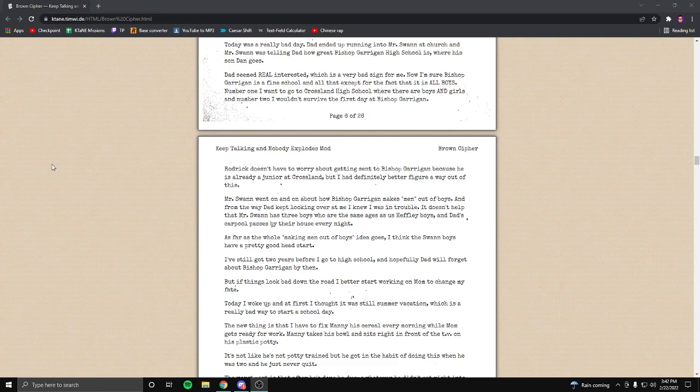Mr. Swan went on and on about how Bishop Carrigan makes men out of boys. And from the way Dad kept looking over at me, I knew I was in trouble. It doesn't help that Mr. Swan has 3 boys who are the same age as us Heffley boys, and Dad's carpool passes by their house every night. As far as the whole making men out of boys idea goes, I think the Swan boys have a pretty good head start. I've still got 2 years before I go to high school, and hopefully Dad will forget about Bishop Carrigan by then. But if things look bad down the road, I better start working on Mom to change my fate.